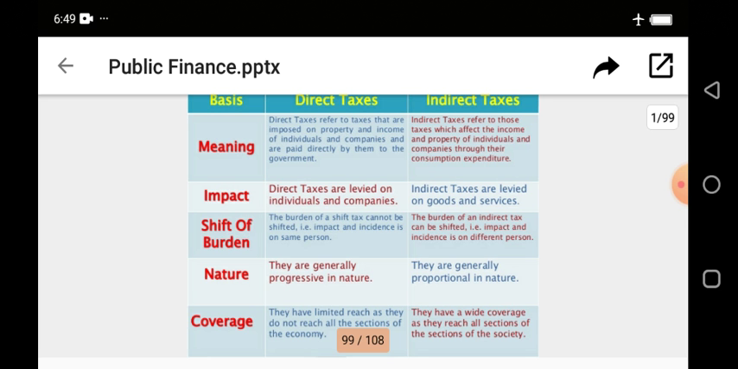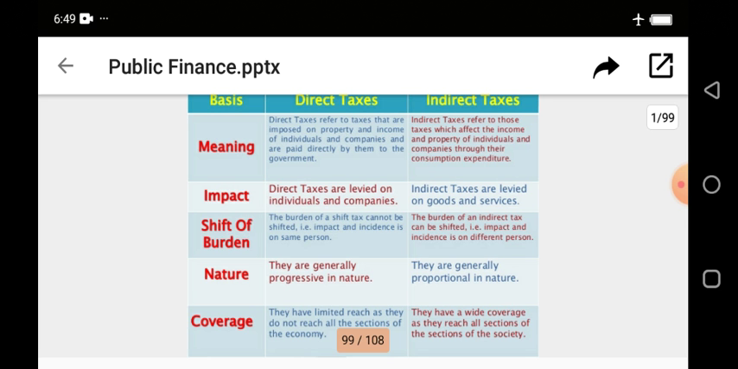So coverage. Now your direct tax has a limited range as they do not reach all the sections of the country. Yes, for your direct tax, it's not everybody that is affected because some can avoid paying it. We have people that have been working for a lot of years, especially in developing nations of the world where the system to collect tax has not been improved yet.